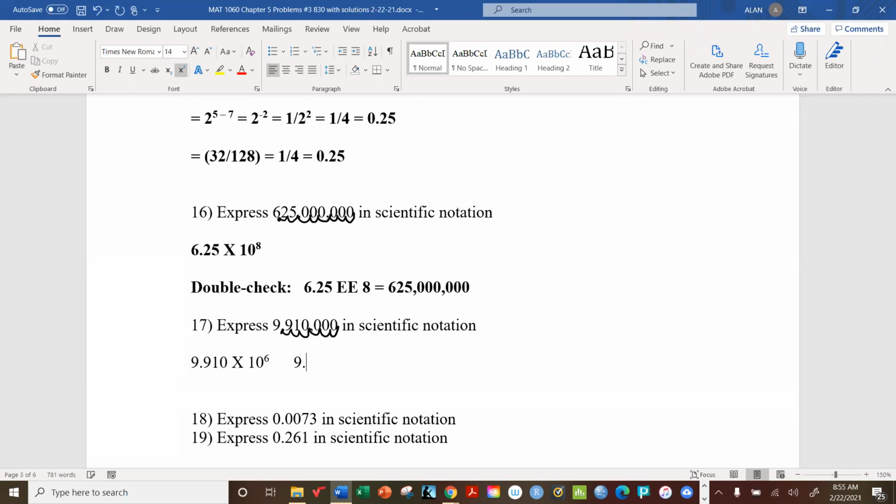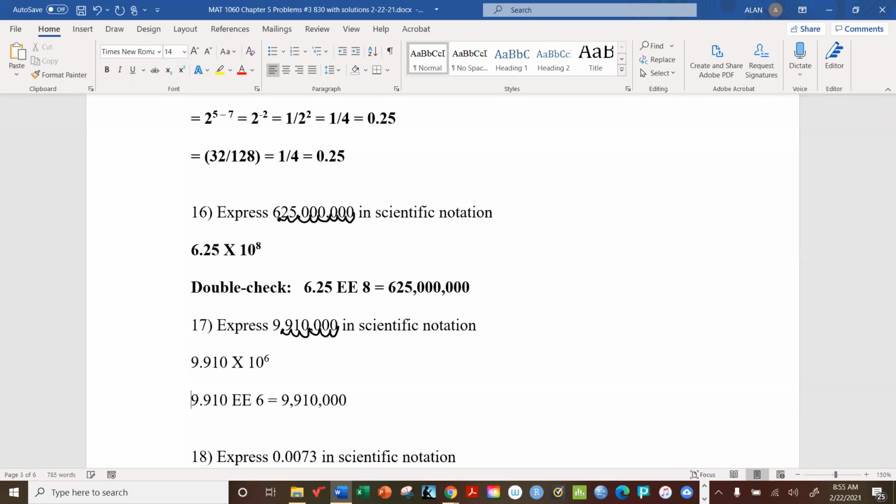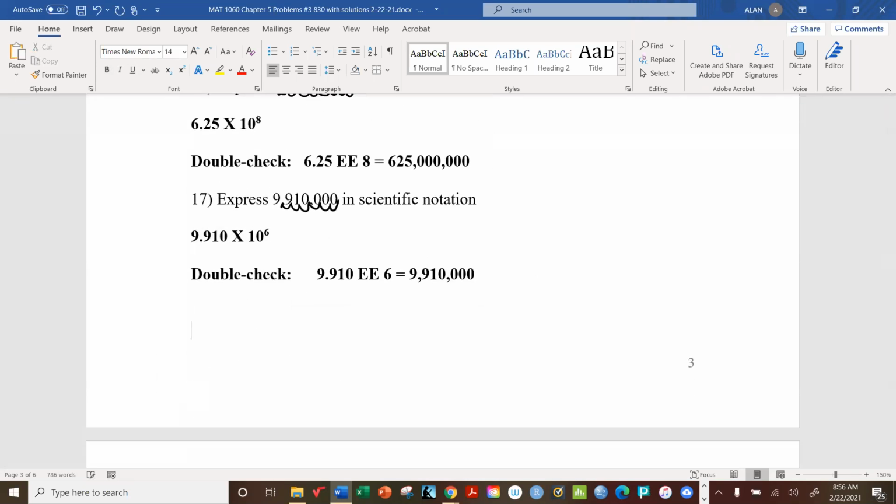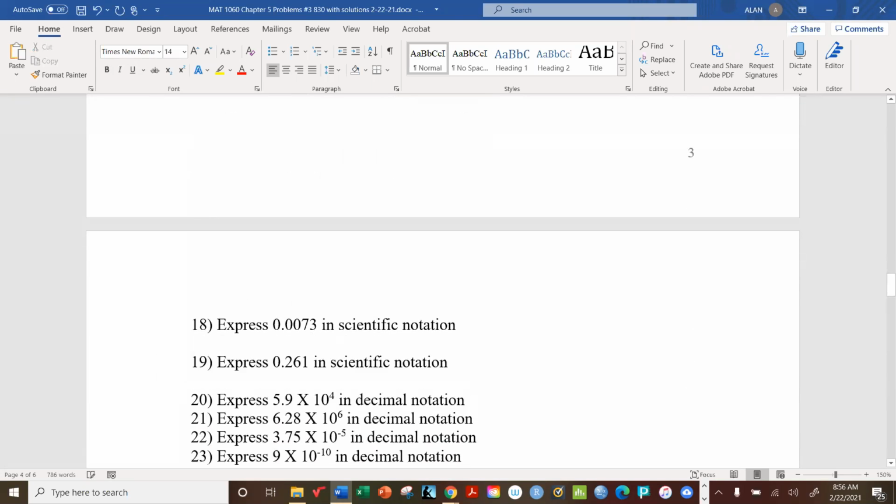Why don't we double check that? Go to your calculator and type 9.910 EE 6, and that should, yeah, there it is, 9,910,000. Yes, double checking is always a good move. Even an expert can make mistakes in this stuff. You try to rush it or try to do it in your head. Double checking is always a good way to go. Obviously you don't want to waste all your time with it, but it's a good idea, I think, especially with a complicated idea like this.